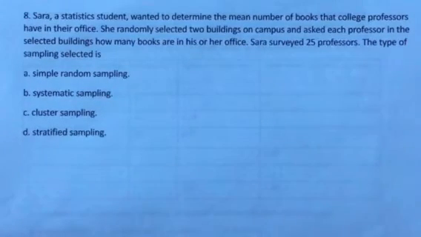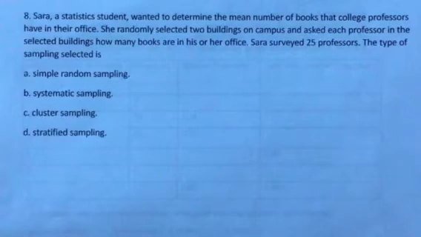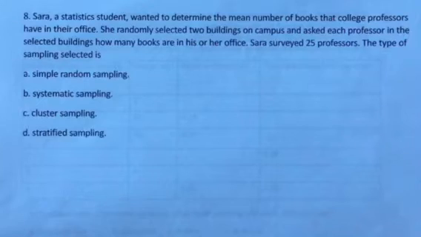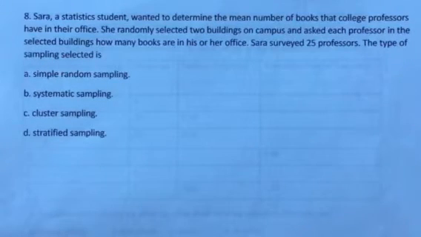Question 8. Let's read it first. Sarah is a statistics student. She wanted to determine the mean number of books that college professors have in their office. She randomly selected 2 buildings on campus and asked each professor in the selected building how many books are in his or her office. Sarah surveyed 25 professors.